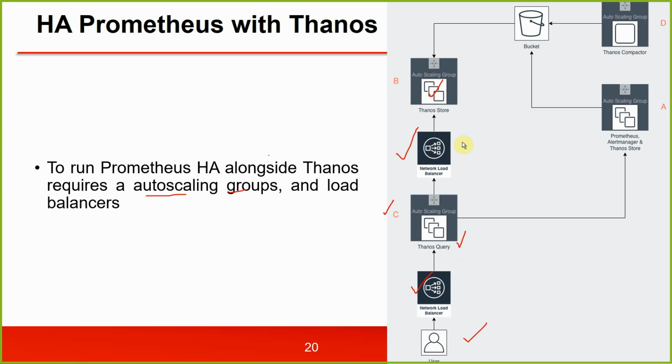This is another Thanos store, and the Thanos store will pull the data from the bucket. One option is that you directly write the Thanos query and send the query to Prometheus, Alertmanager, and Thanos store. This is another auto scaling group. This bucket is used to store the data. The Thanos compactor compacts all that data into a compact format and puts it into the bucket. So Thanos can sit between Prometheus and your long-term persistent storage in order to make the historical data available to you.